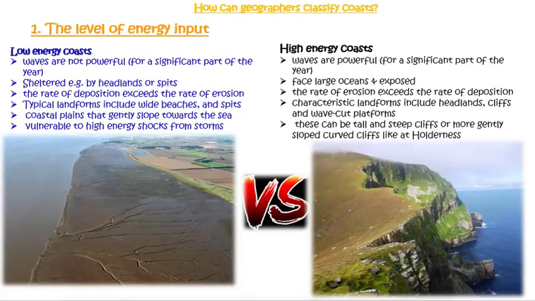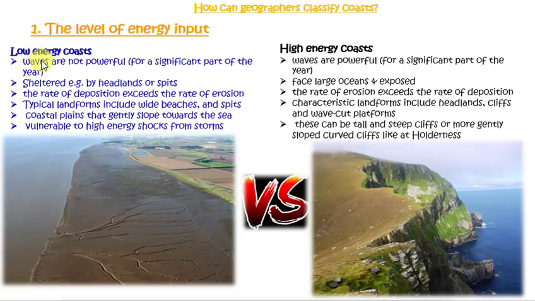Okay then, the first way that we can classify coasts is by the level of energy. Alright, and coasts can primarily be low energy environments, like what you see in the photograph to the left. This is the Humber estuary, which generally speaking it is quite a sheltered environment, because Spurn Point, which is a spit or a hook spit at the mouth of that estuary, shelters the Humber estuary from high energy shocks from the North Sea. It shelters it.